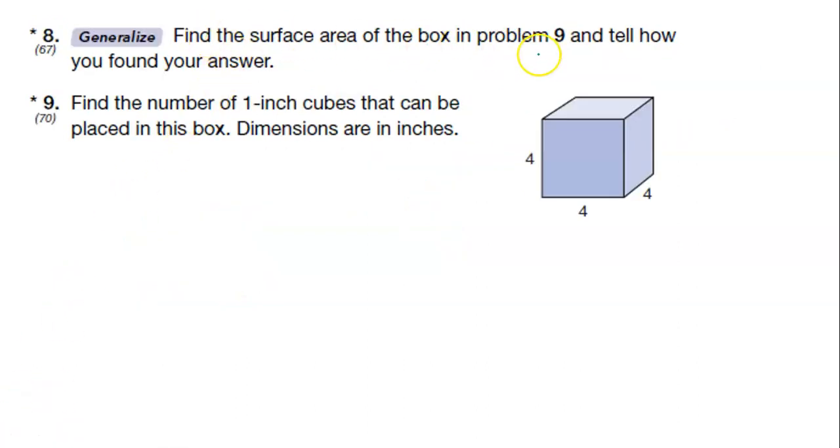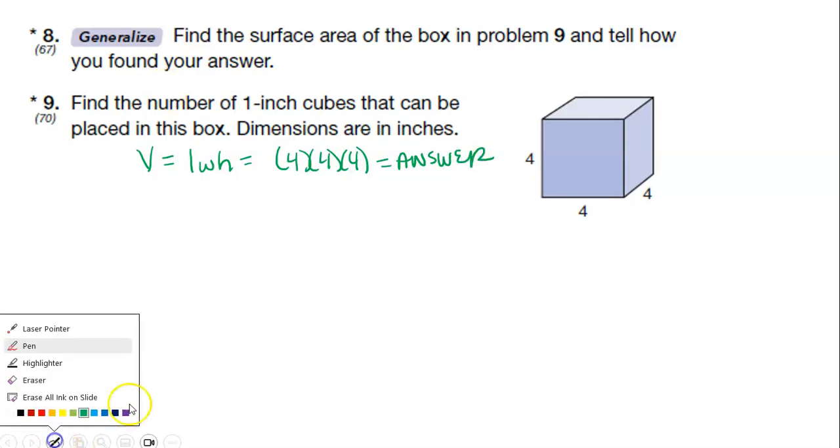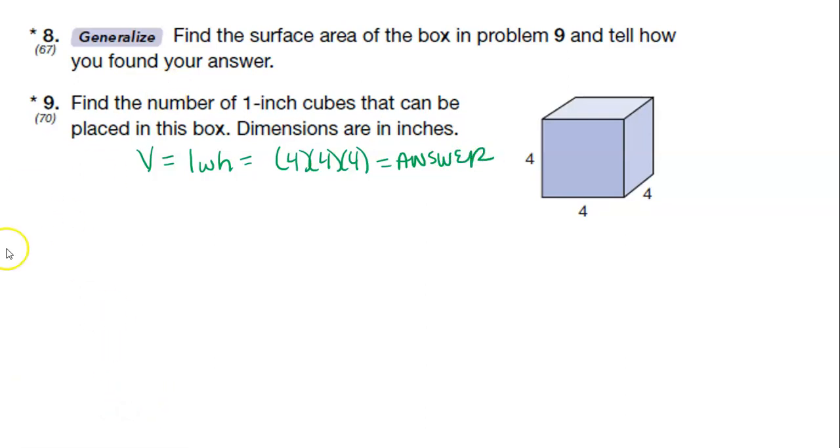Okay, find the surface area of the box in problem 9. This is problem 9. Find the number of 1-inch cubes. So they want volume. Number 9 is volume, so that's length times width times height, which is 4 times 4 times 4, which will give you your answer. And then surface area is a little bit different. For a cube, it's actually not too bad.